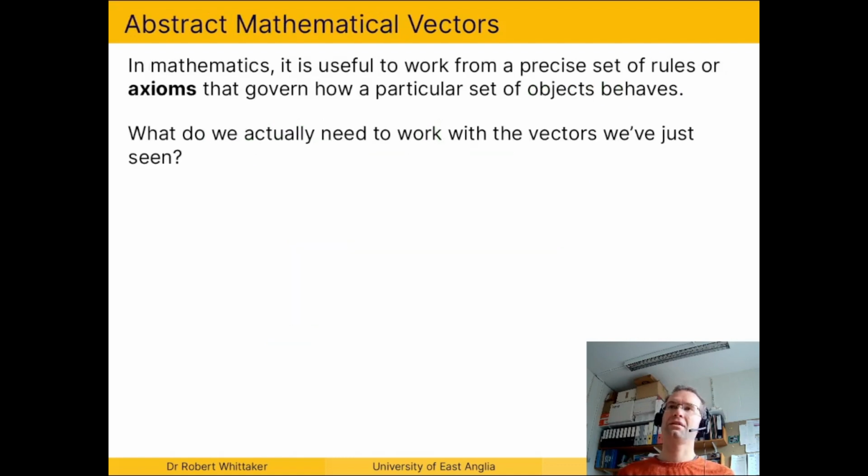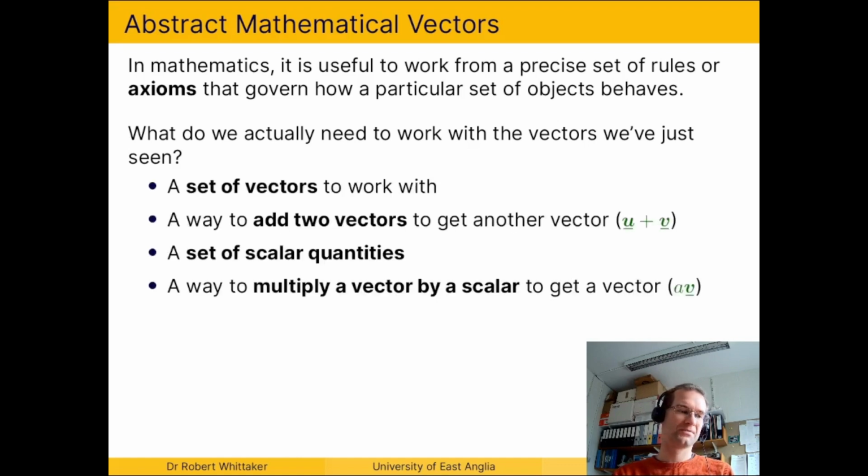Okay, so now we'll think about the more abstract idea of vectors. So we've seen physical vectors and we've seen how we can use those. But in mathematics, it's really useful to work from a precise set of rules or axioms that govern how a particular set of objects behave. So what do we actually need to work with the vectors that we've just seen?